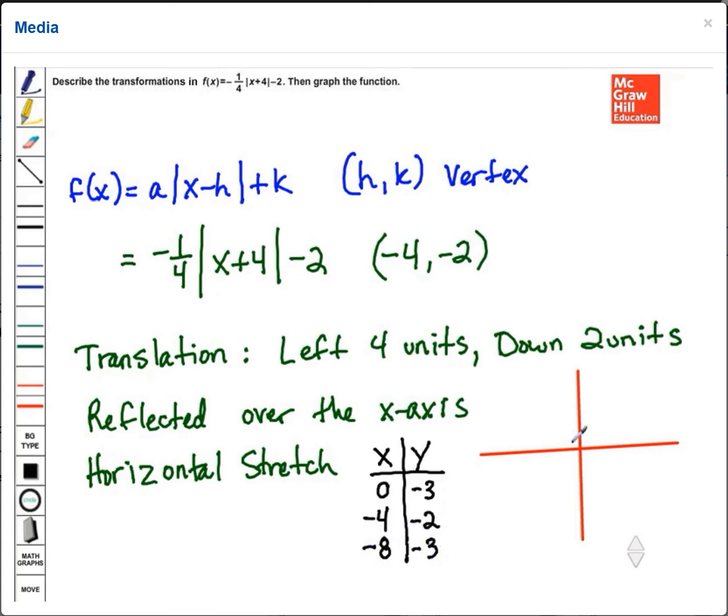So we have a vertex which is negative 4, negative 2. We have here 0, negative 3, and negative 8, negative 3. So our absolute value function is going to look something like this sketch. And I'll put arrows on this because it continues to the right and left.